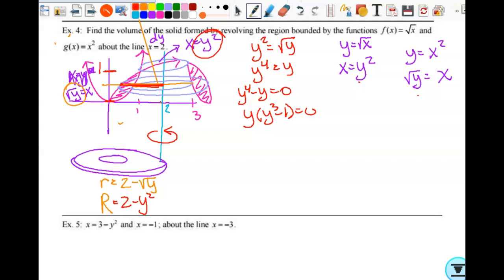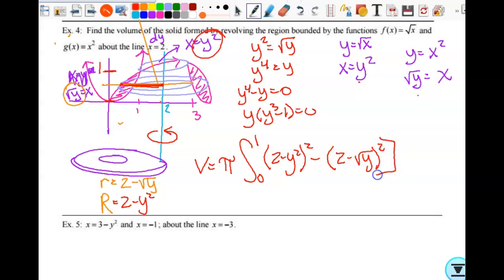Okay, so now we need the volume, right? Volume is pi times the integral from 0 to 1 of big R, which is 2 minus y squared, minus little r, which is 2 minus the square root of y, squared, and then that's dy.